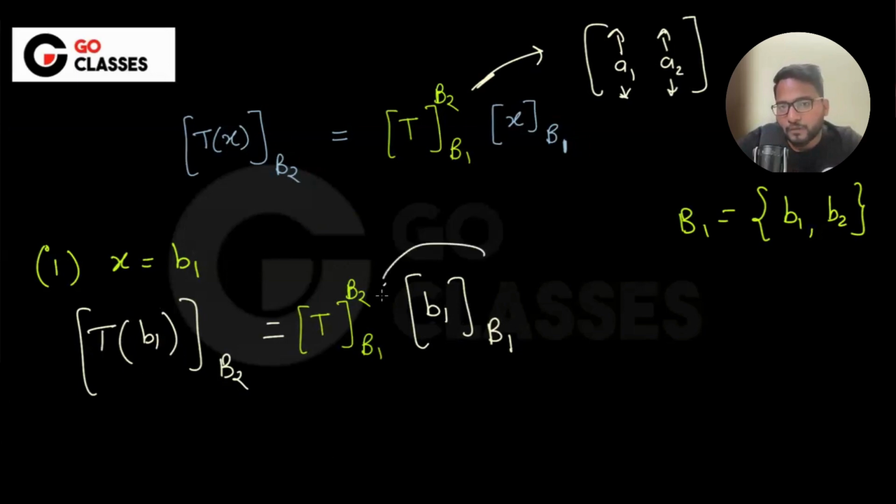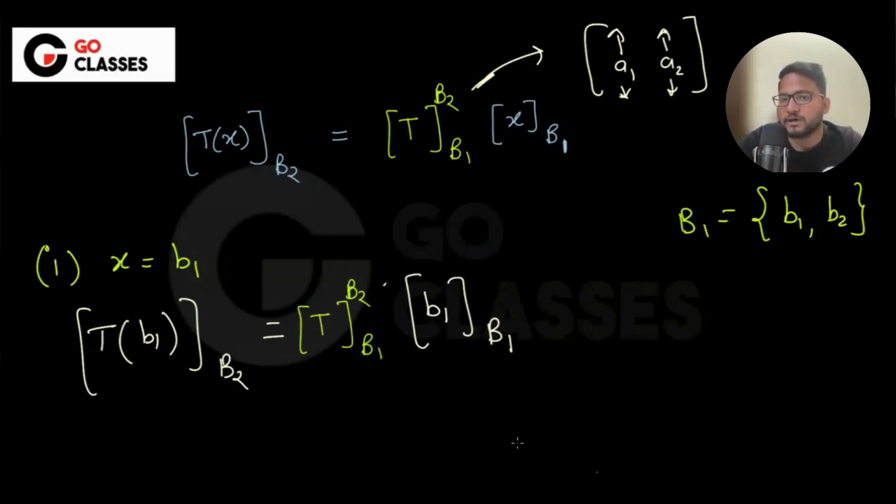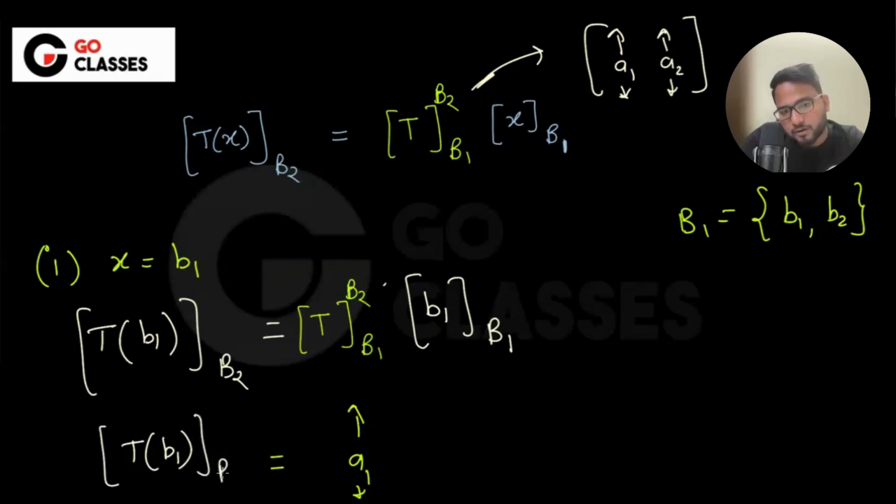Okay. So this B1 with respect to B1, what is it? The basis vector V1 with respect to its own basis is always 1 0, isn't it? So from here I have just figured out that this is coming out to be A1 only, which is nothing but T of B1, and then finally you need to take the coordinates with respect to B2, right? I hope that's fine.